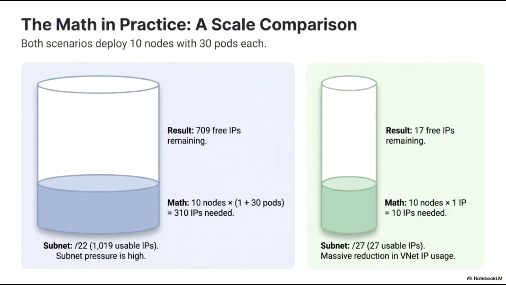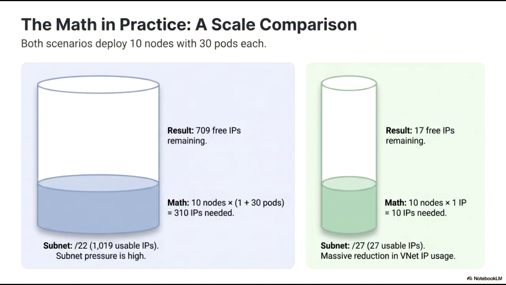To understand the practical impact of these configurations, let's examine a scale comparison where both scenarios deploy 10 nodes with 30 pods each. On the left, we have a standard deployment within a /22 subnet. In this model, every node and every individual pod requires a dedicated IP address from the subnet pool.